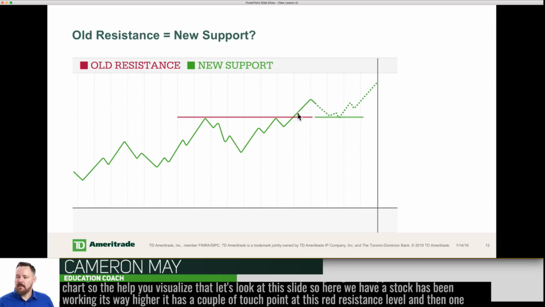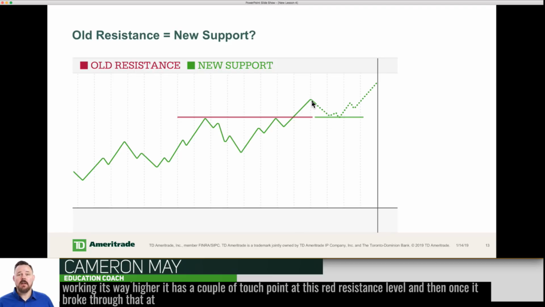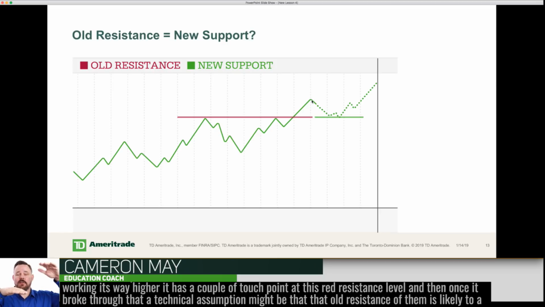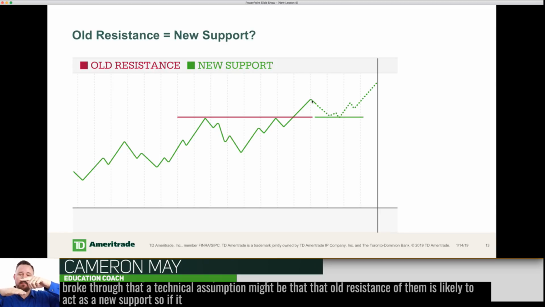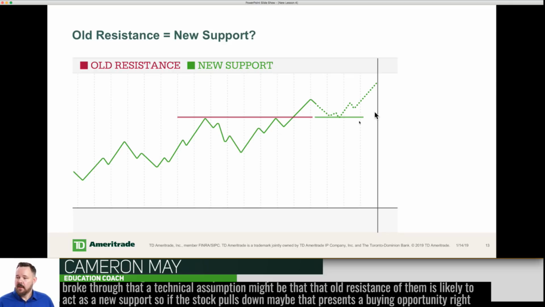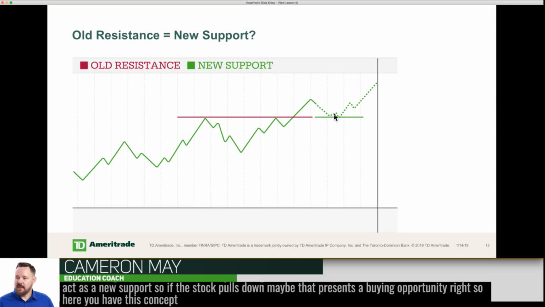And then once it broke through that, a technical assumption might be that that old resistance level is likely to act as a new support. So if the stock pulls down, maybe that presents a buying opportunity, right? So here you have this conceptualized out into the future with the dotted area. Old resistance becoming new support.